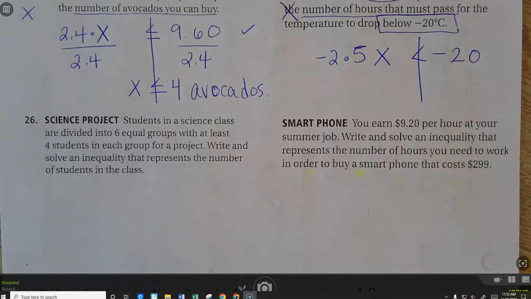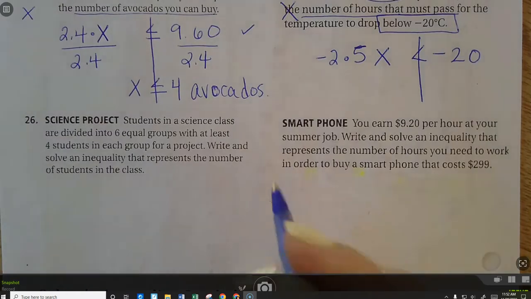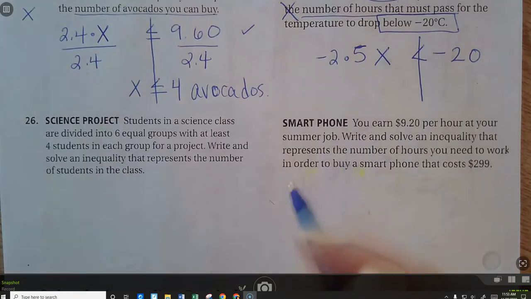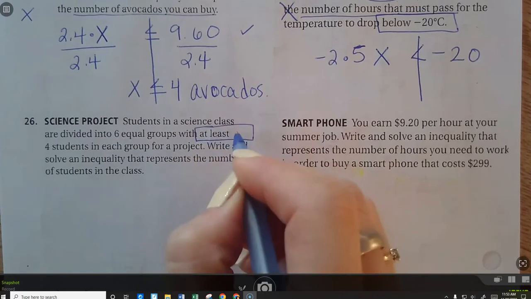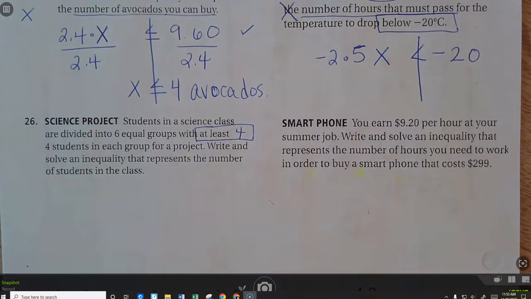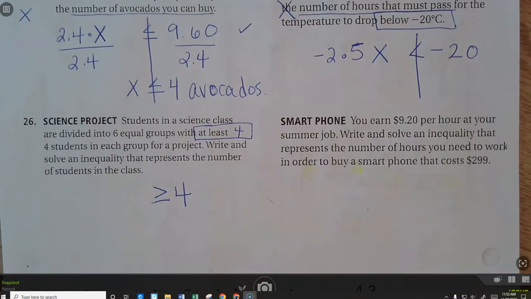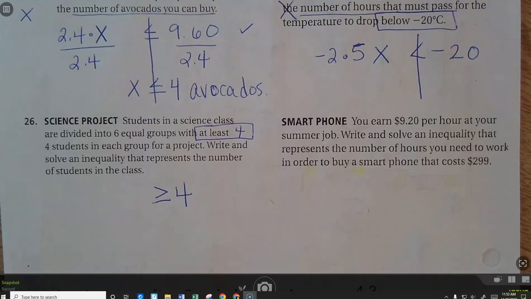26. Students in a science class are divided into 6 equal groups with at least 4 students in each group for a project. Write and solve the inequality that represents the number of students in the class. Okay? Well, clue words. Tell your neighbor what clue words you see. Put a box around it. Right? At least 4. That's my clue words. Tell your neighbor what inequality symbol that is. Greater than or equal to 4. Underline what we're trying to find.